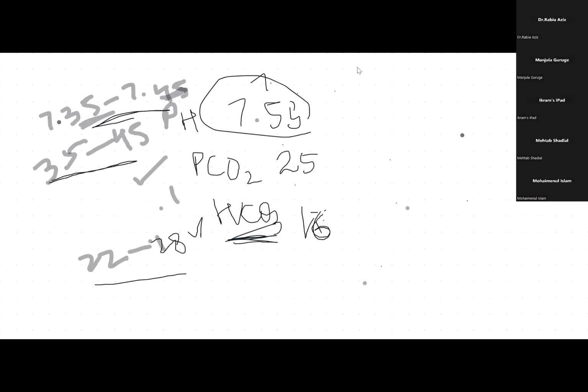This pH is raised, so this becomes alkalosis. This 25, it is decreased. When it decreases, it means less hydrogen ions, so it becomes alkalosis. And this bicarbonate, it is decreased. It means acidosis.